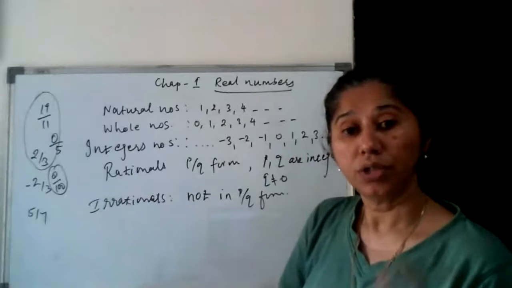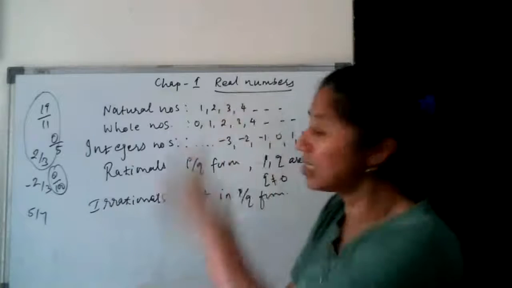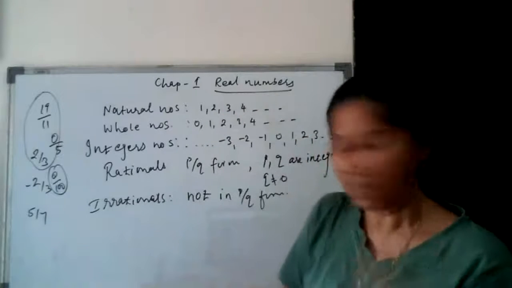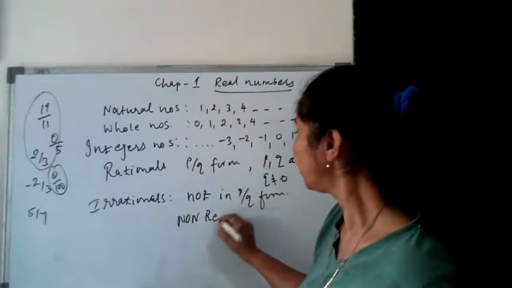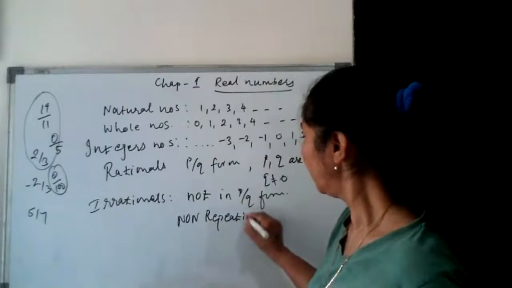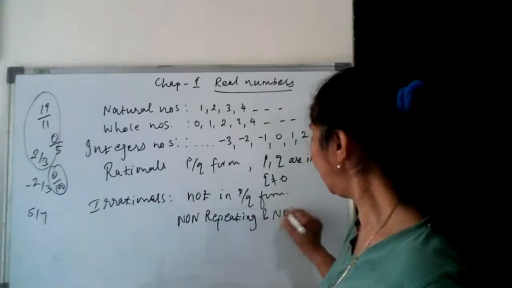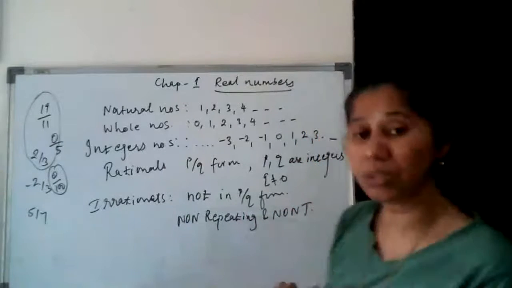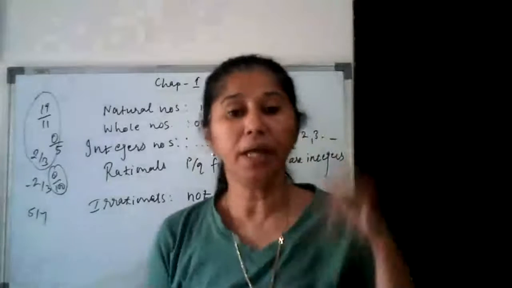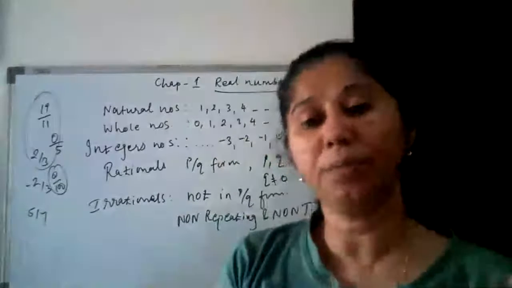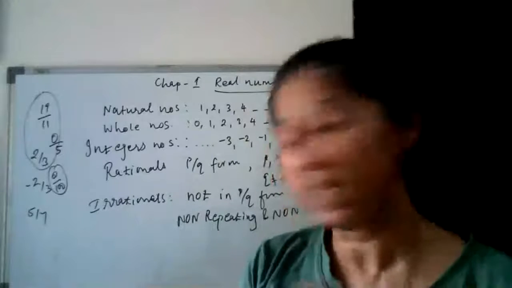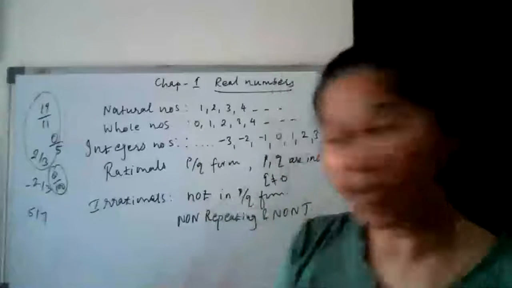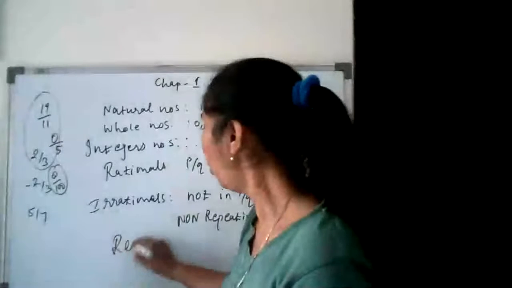Or if you take the whole system as the decimal system, then we define irrational numbers as non-repeating and non-terminating decimals, that is, decimals which are neither repeating nor terminating. Such decimals are called irrational numbers. And finally, the real numbers are the whole of it.